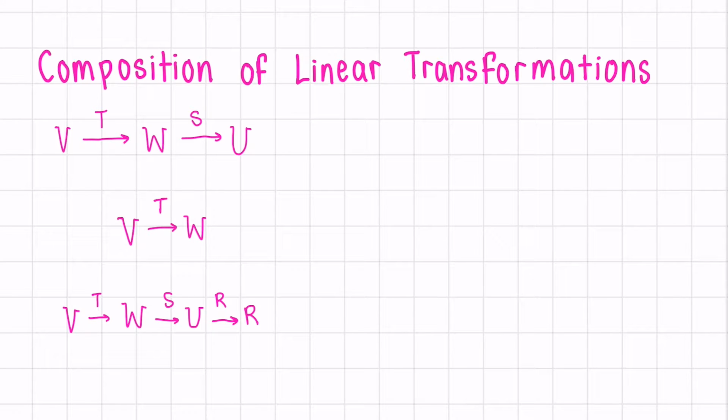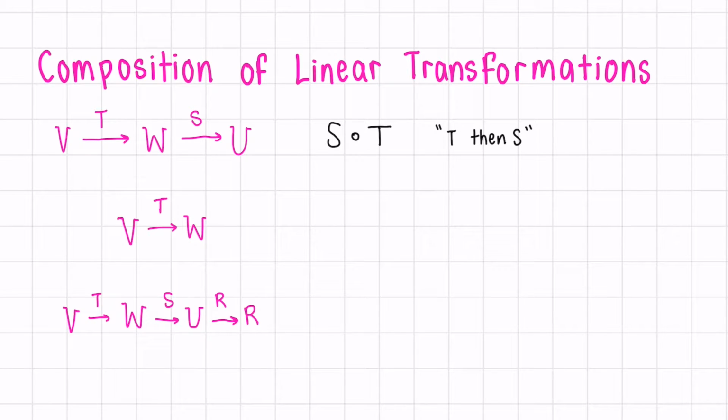The next topic to discuss is the composition of linear transformations. If we apply two linear transformations in a row, for example, in this first line, here we start with T and then we apply S. With composition, we write backwards, T and then S. This means apply T, then apply S.